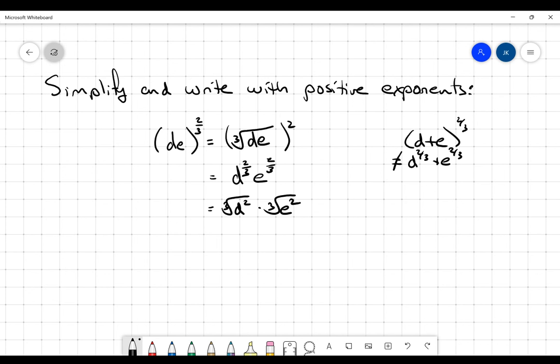So there's a few different ways you could write this. I believe that the intention of this problem was honestly to distribute the 2/3 to both terms, and then maybe write it in radical form like we've done there. But anyway, just to give you some ideas of what you can do, and bear in mind once again, this one here, you cannot distribute that exponent over addition.